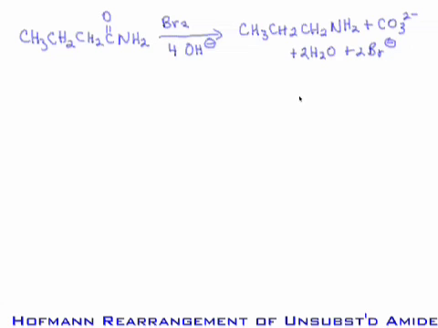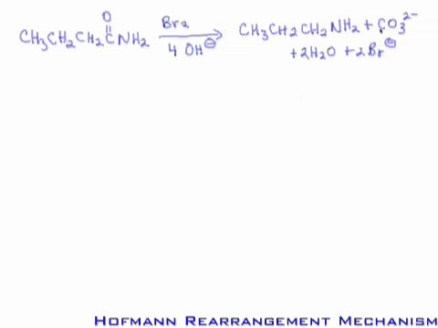Now, this reaction is very interesting because it shows the loss of a carbon. The initial amide is a 4-carbon chain. The resultant amine only has 3 carbons. The CO seems to be removed from the molecule to form the carbonate dianion. In order to understand this, we must take a look at the mechanism of the rearrangement, the mechanism of the overall reaction.